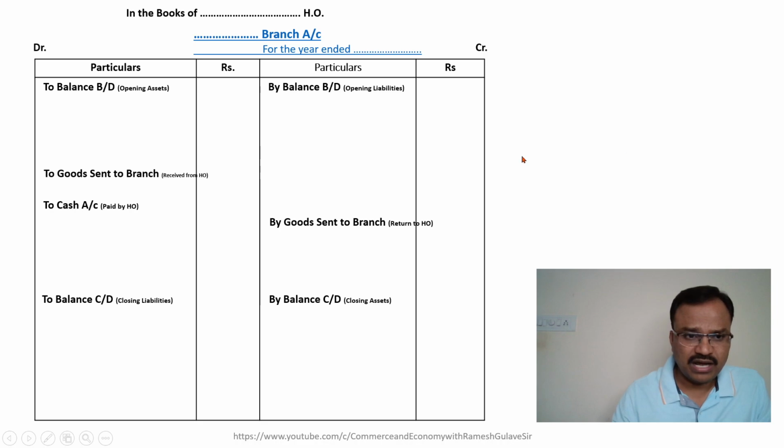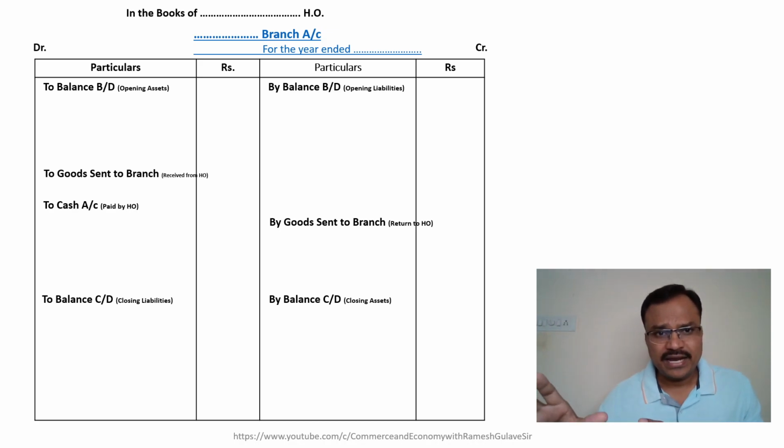Now the next important item is to cash account, or cash sent by head office to meet the expenses at branch. So these expenses are debited to branch account, right? So here on the debit side of branch account we have to record the cash sent by head office to meet the expenses at branch, or whatever expenses paid by head office for that particular branch are debited to branch account. So here, to cash account, which includes various expenses paid for the branch. Okay. So this is a very important point.